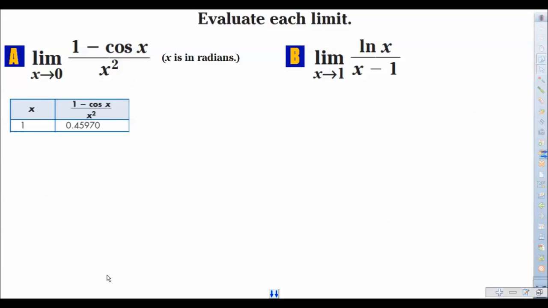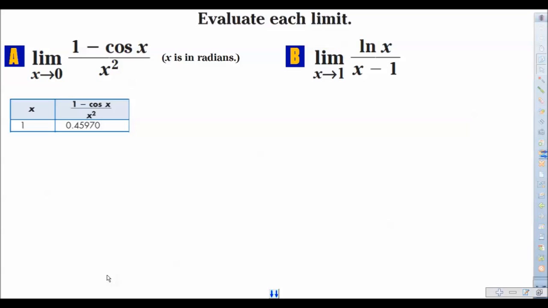maybe you might have thought that trying 1 would be an option. So you try 1, thinking 1's pretty close to 0, so you substitute there, 1 minus the cosine of 1 divided by 1 squared. Realize you're going to get a decimal there of 0.45, and so on. Great. But couldn't we try a little bit better? Couldn't we do better than that?